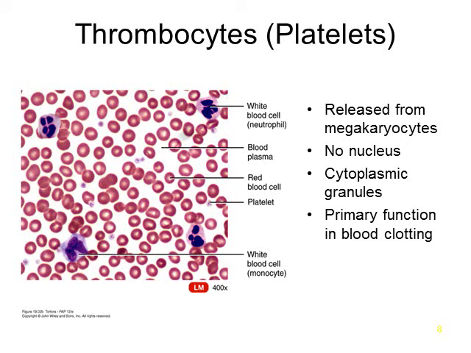small cellular components. Thrombocytes or platelets are released from megakaryocytes. Again, like the red cells, they have no nucleus, but in this case their cytoplasmic granules are present. The thrombocytes' primary function is in blood clotting, and we'll come on to the clotting cascade later.